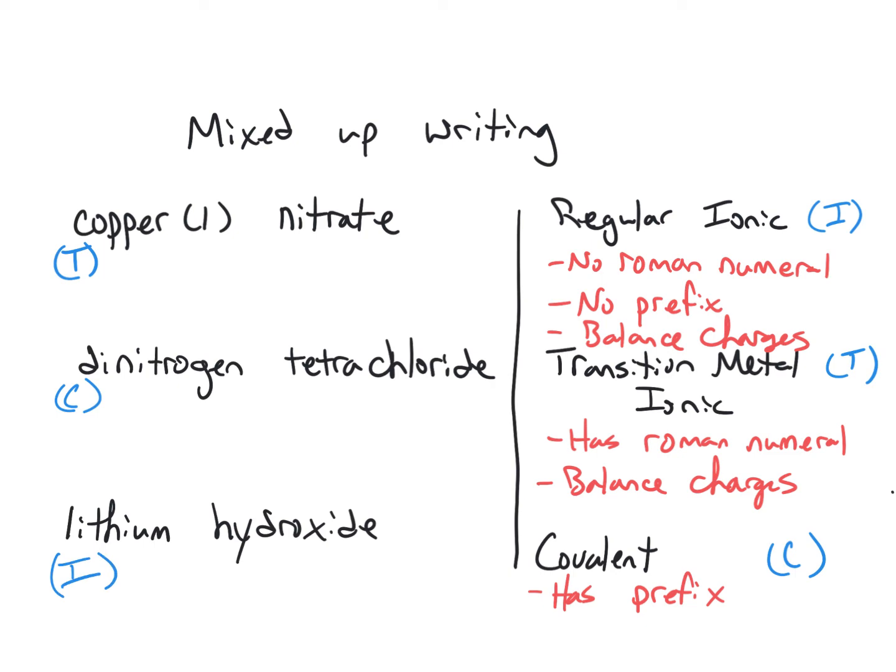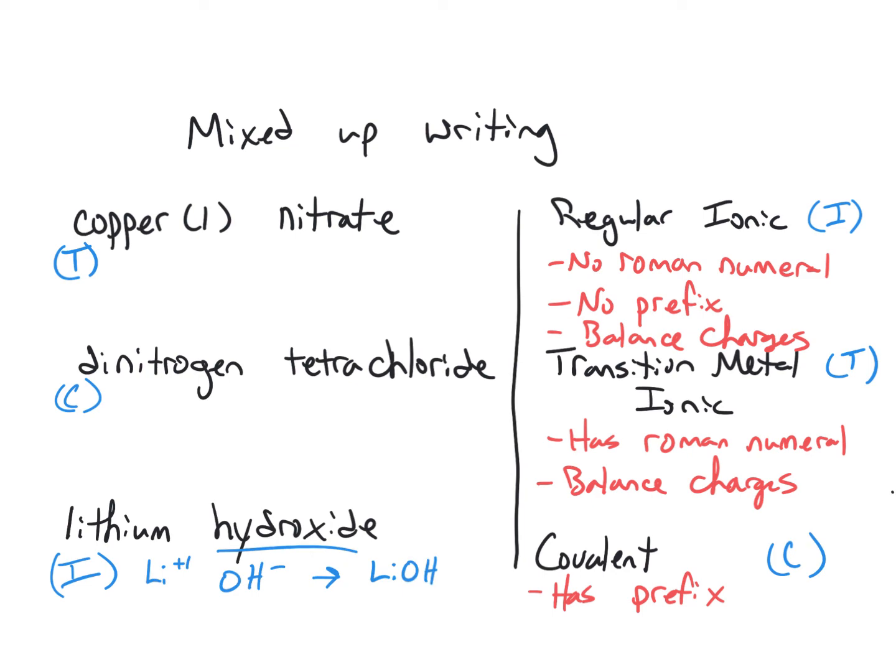So now that I've labeled each one, I can go back to my little clues and figure out how to name it. So maybe I'll just do the regular ionic first. Oh, no Roman numeral, no prefix. All right, let's just balance the charges. So you take lithium with a +1 charge and hydroxide, which is one of the polyatomic ions. It's one of the only polyatomic ions that doesn't end as an ATE. So you find it on the back of the periodic table. It's a -1 charge. Well, if you crisscross the charges, what you get is Li1OH1, or just LiOH.